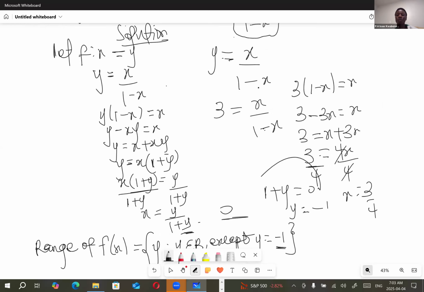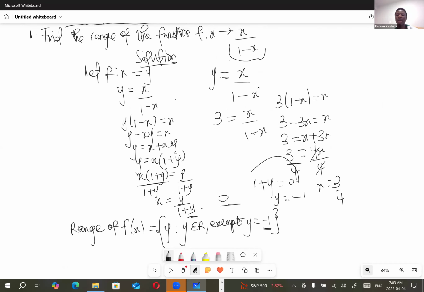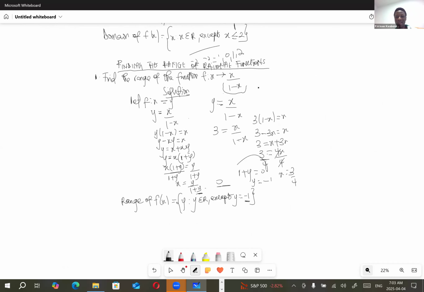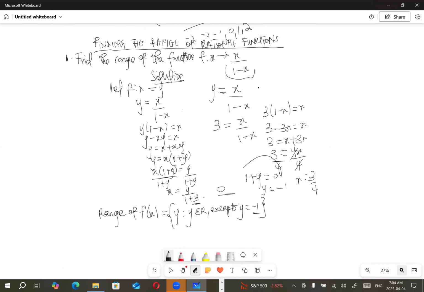I think I have to zoom so you see clearly. Do you see it properly on your screen, since you are using a phone? Yes, sir. We are getting 3 over 4. Is it not a number? It is a number, right?